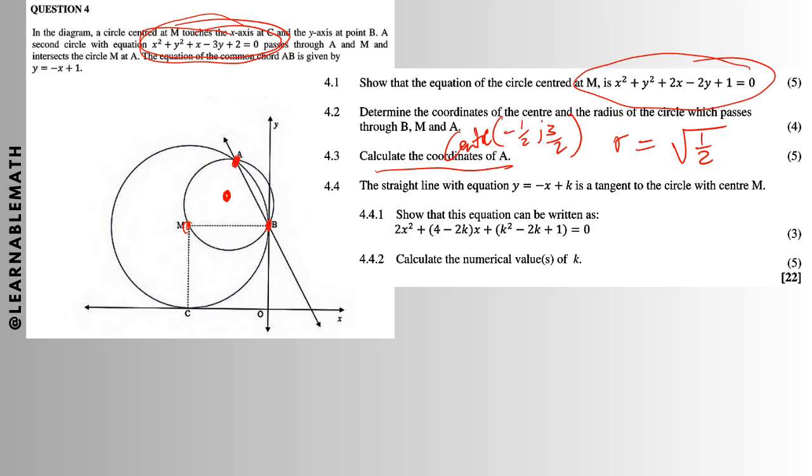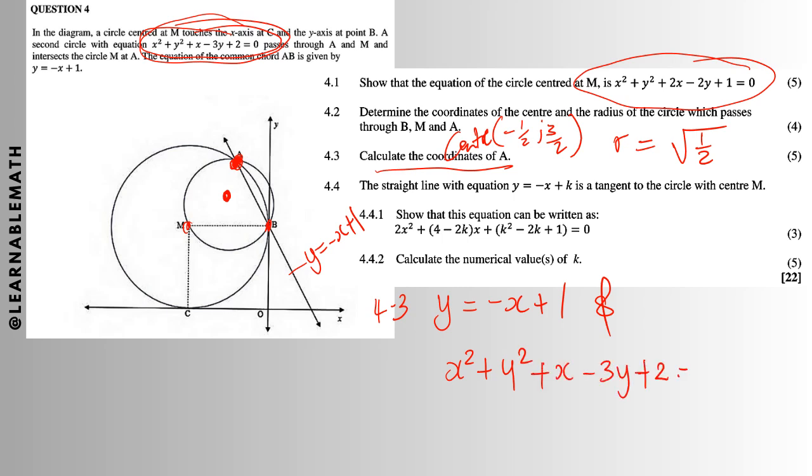So if you check, A is the intersection of the straight line, which is y equals minus x plus 1, and this circle. Okay, so that's the idea. 4.3, the two are intersecting. A is the point of intersection between the line y = -x + 1 and the circle, which is given by x squared plus y squared plus x minus 3y plus 2 equals 0.